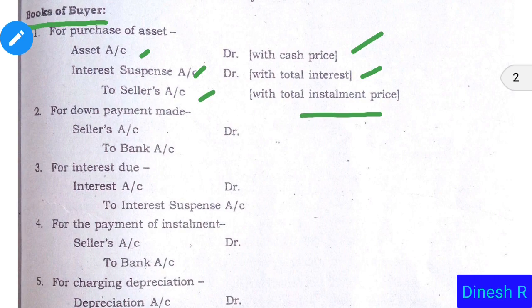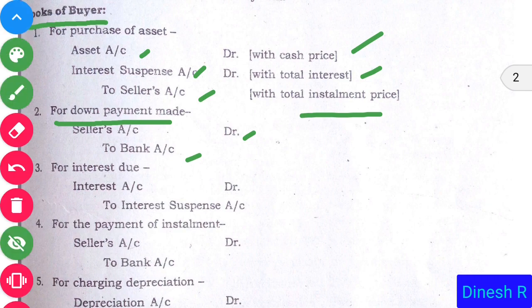Next, point number 2, for the down payment made or advance paid. If you are paying any advance or down payment, this journal entry will come. Seller account debtor to bank account. When the buyer paid the advance money to the seller, this journal entry will come. Generally the first journal entry and second journal entry will come when you are purchasing the assets.